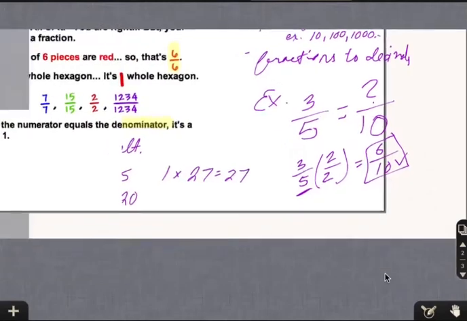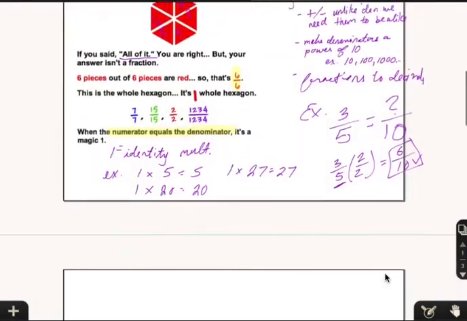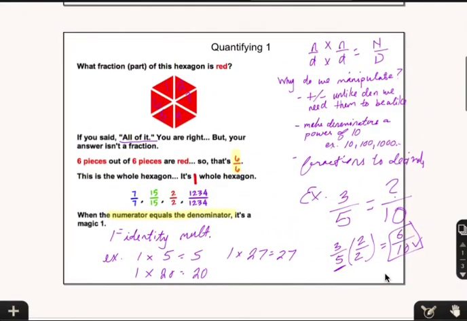And this is really important when we start talking about decimals. So this kind of manipulation of fractions is going to be really important and really useful for us as we move forward in this unit.